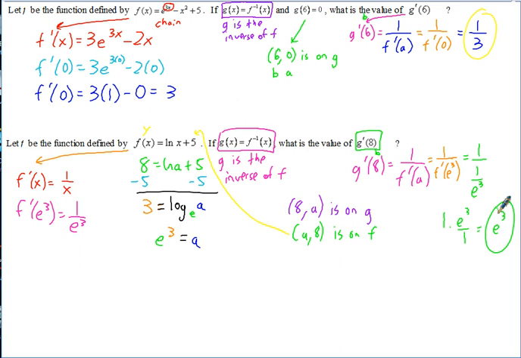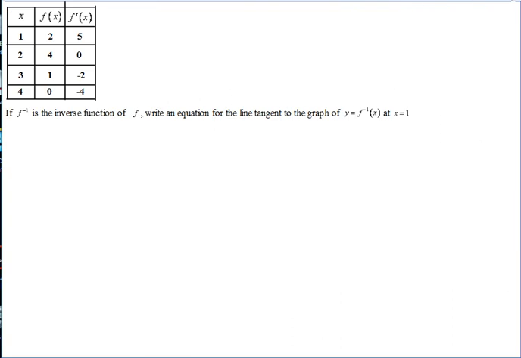Now, a lot of times they will use f and g because the notation is a little easier to work with. However, sometimes they won't. So this time they're giving the information in a table format. They give us the x-coordinates, f of x, and f prime of x, some different x values. And it just uses the inverse notation. So this is the inverse of f. And we want to write an equation for the tangent line to the graph at x equals 1. Notice this is a graph of the inverse, not of the original function.